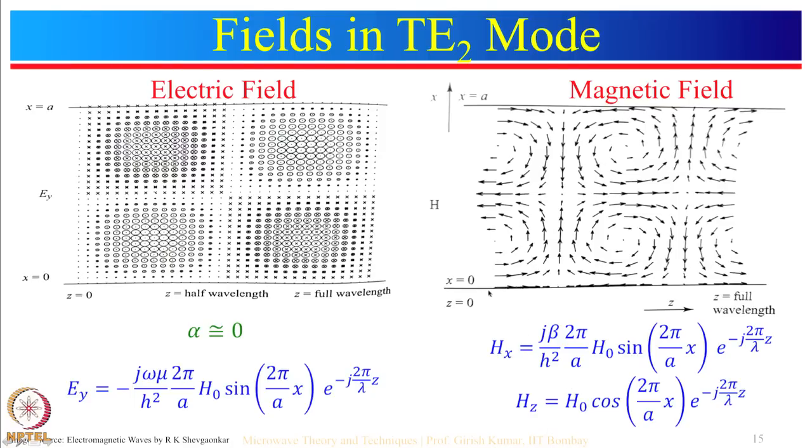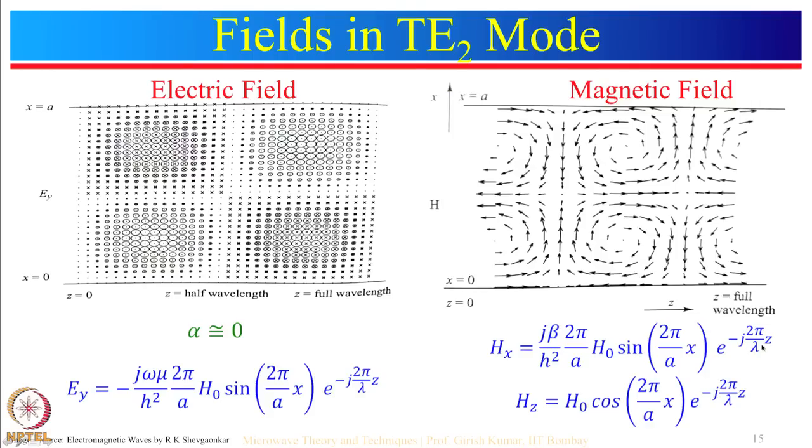At x equal to 0, Hz is maximum and there is no field along the x direction, so Hx is 0. At this point also, x equal to a by 2, Hz is maximum and Hx is 0. At this point also, Hx is 0 and Hz is maximum. So Hz is maximum at x equal to 0, x equal to a by 2, and x equal to a, whereas it is minimum at x equal to a by 4 and x equal to 3a by 4. So there is a two half sinusoidal variation of the fields along the x direction.